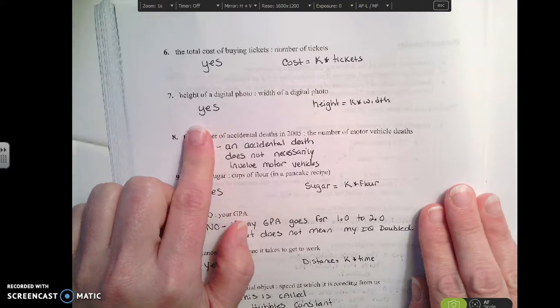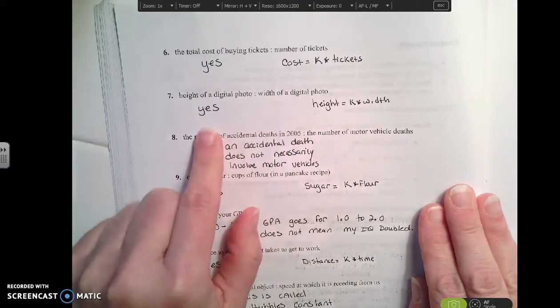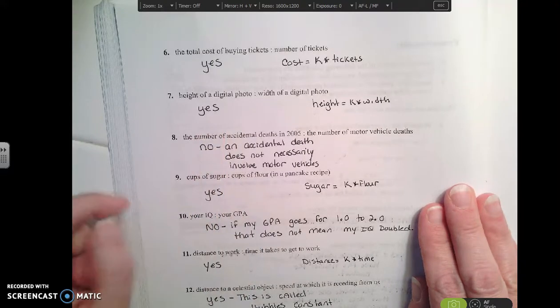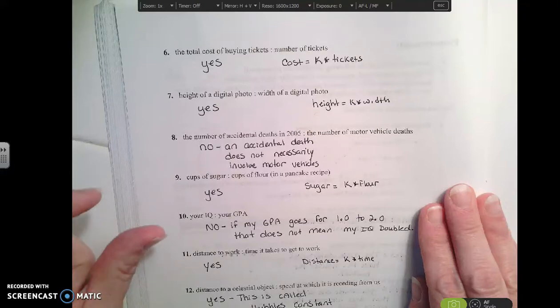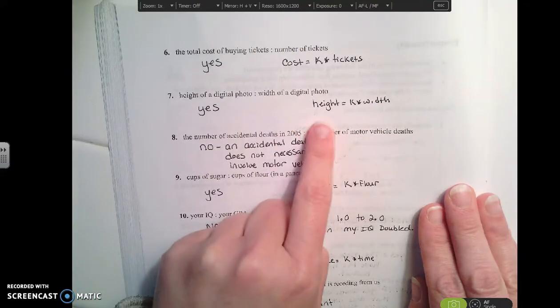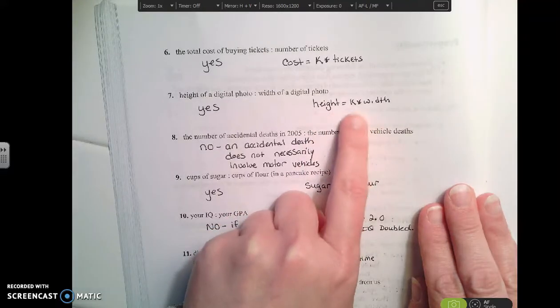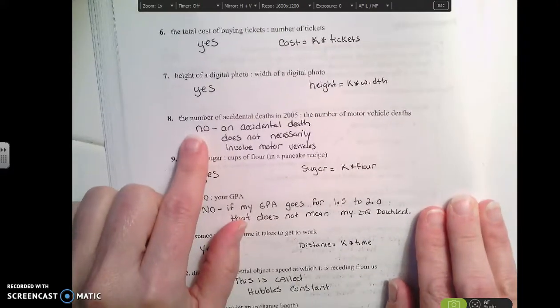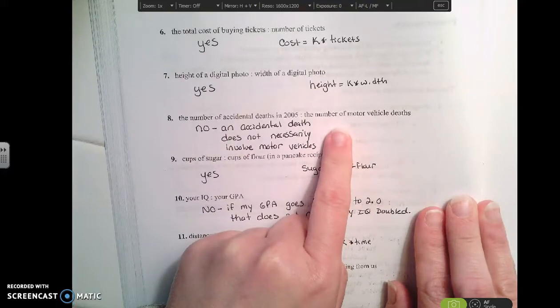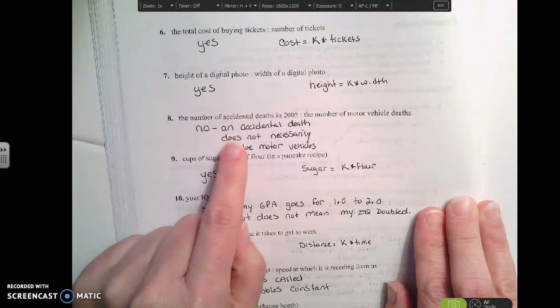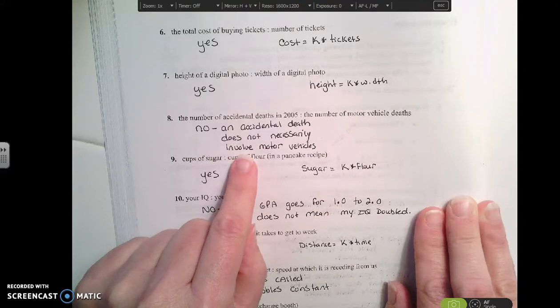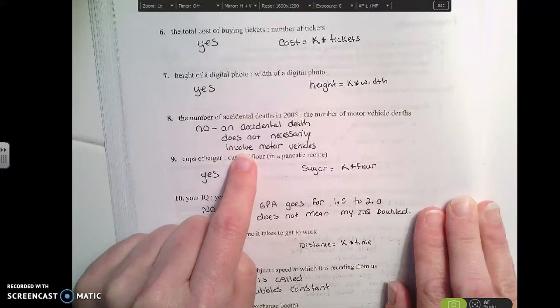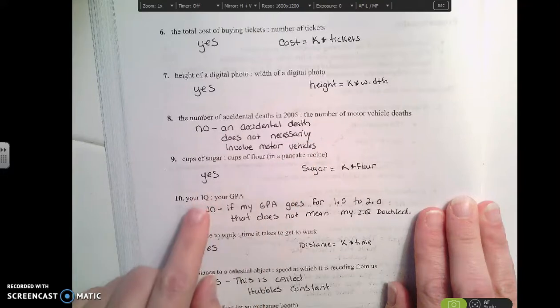The height of a digital photograph and the width of a digital photograph. I'm going to say yes. This is debatable because you can technically make the photo taller without making it wider, but then you usually get a little distortion. So I'm going to say yes, these are proportional, and you would multiply some constant times the width to get that height. The number of accidental deaths in 2005 and the number of motor vehicle deaths. Well, no, they're not proportional, because accidental death does not necessarily involve motor vehicles. It could be falling down and hurting yourself or having an accident and dying. So they're not necessarily proportional.